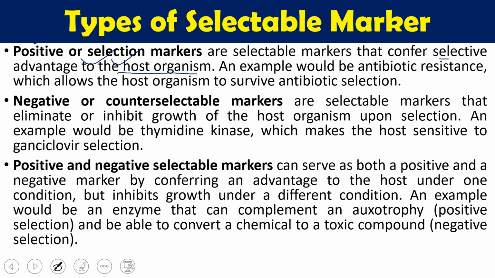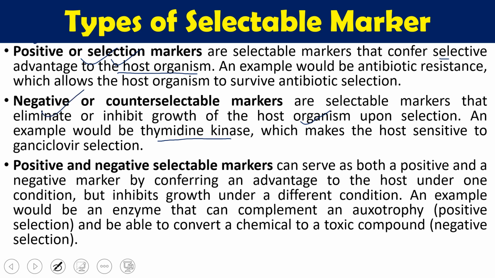The second one is negative or counter selectable markers. These are selectable markers which normally help us in the elimination or inhibit the growth of the organism, like thymidine kinase or some kind of toxin production genes. If those genes are intact, they will kill the organism. If the genes are inhibited, meaning digested or bifurcated, the organism will survive. Intact genes normally kill the organism. So that is called negative selectable markers.